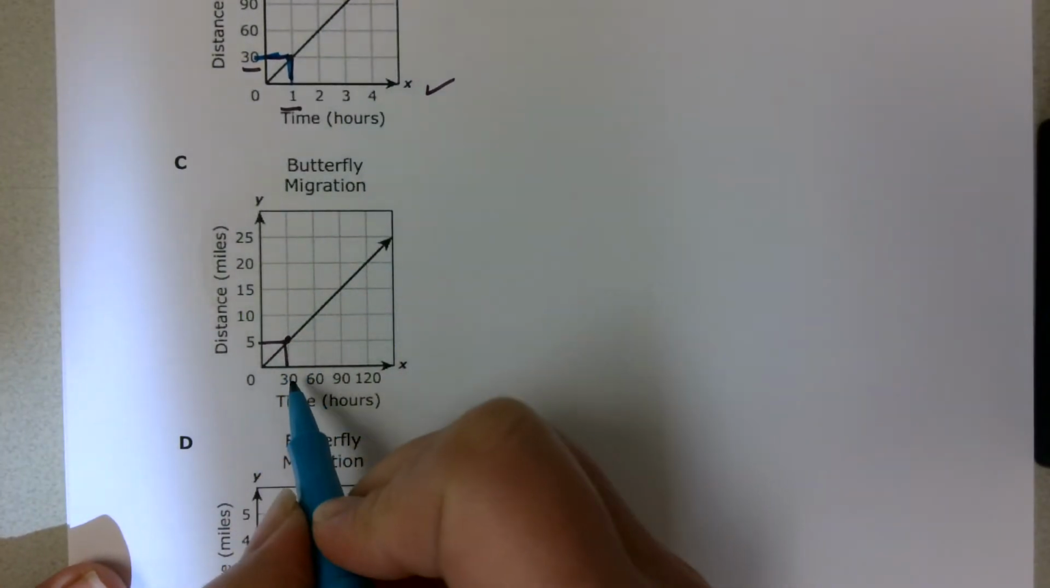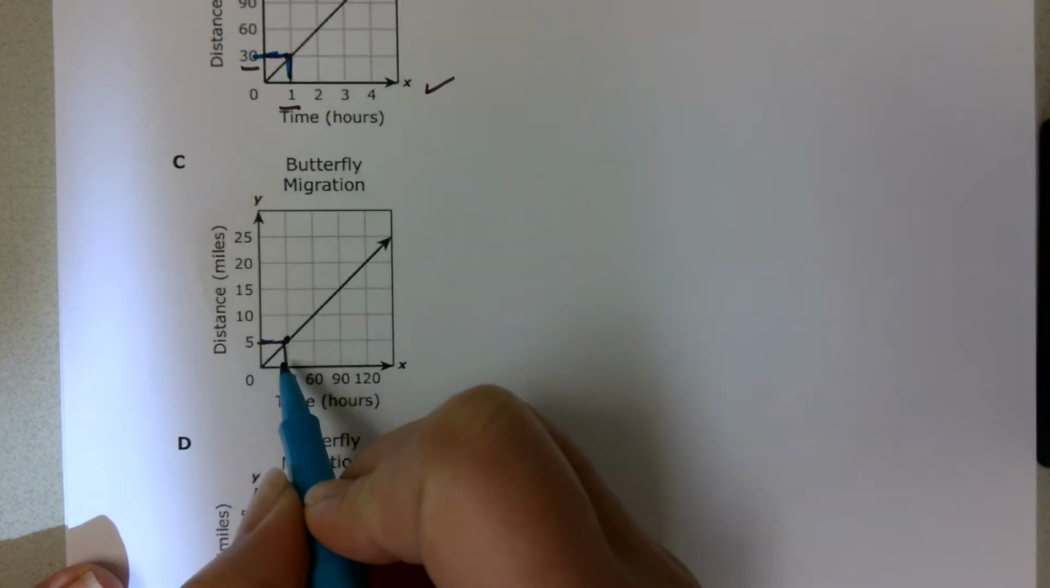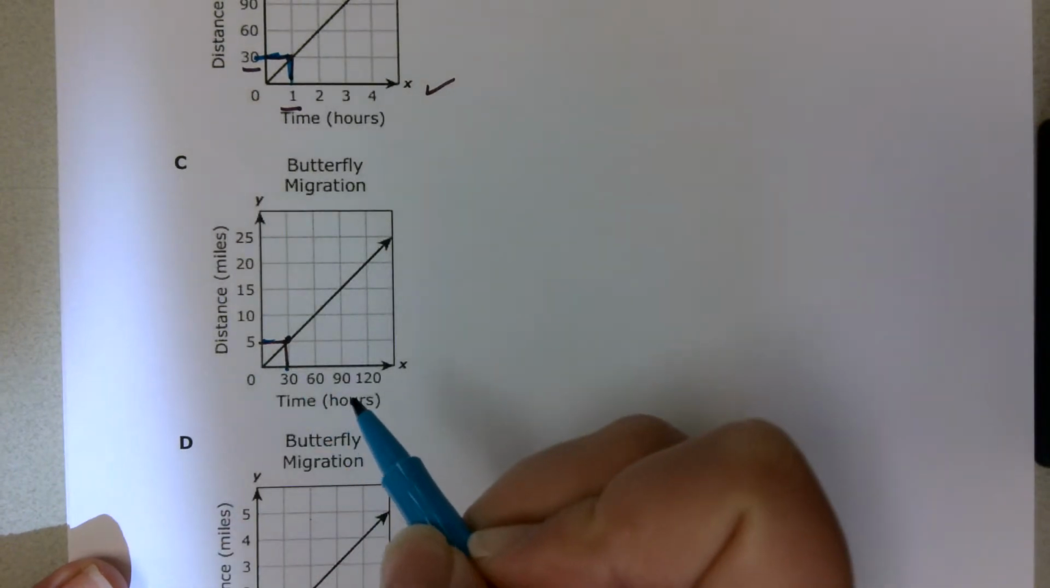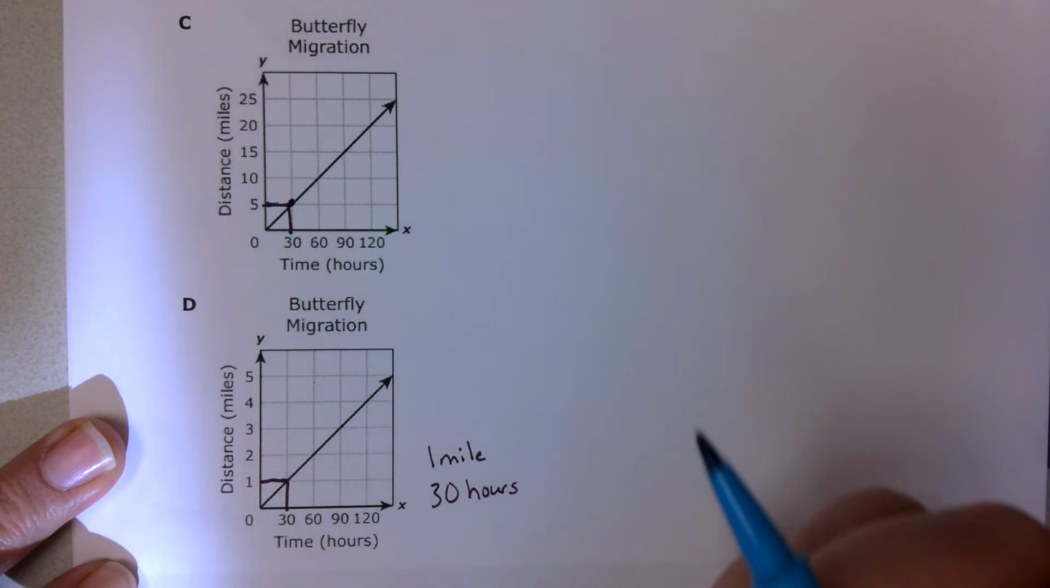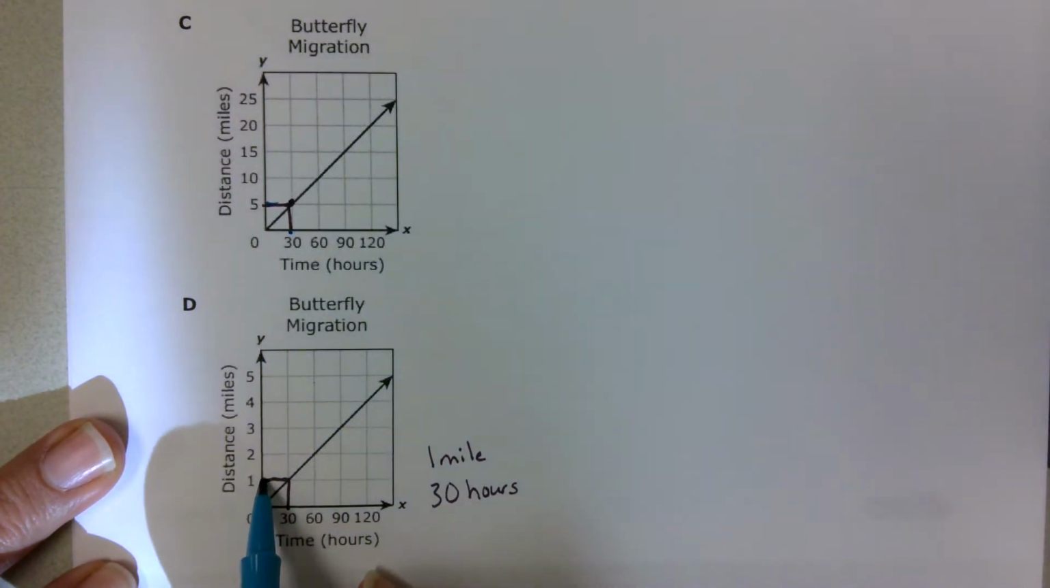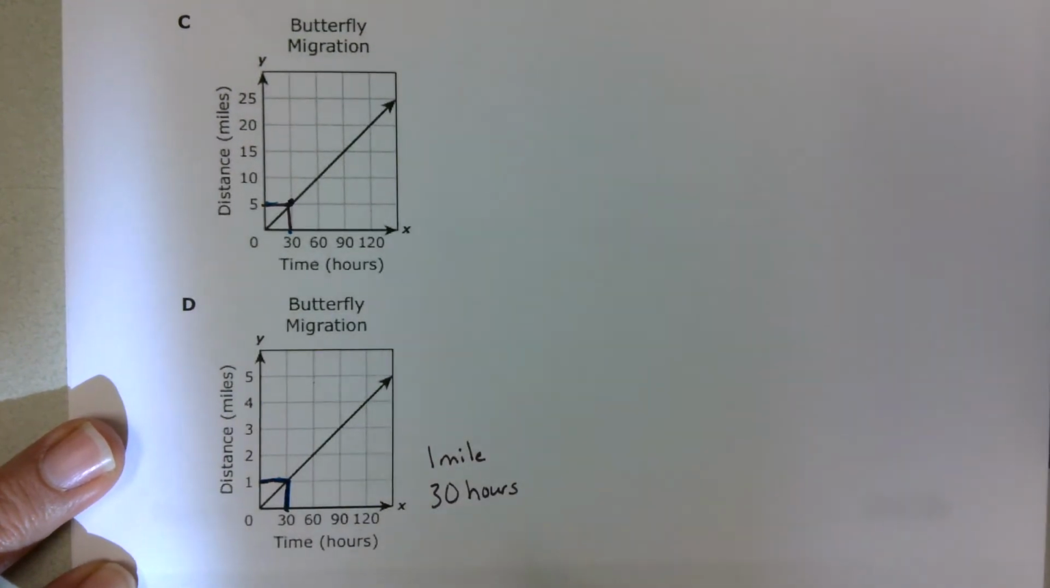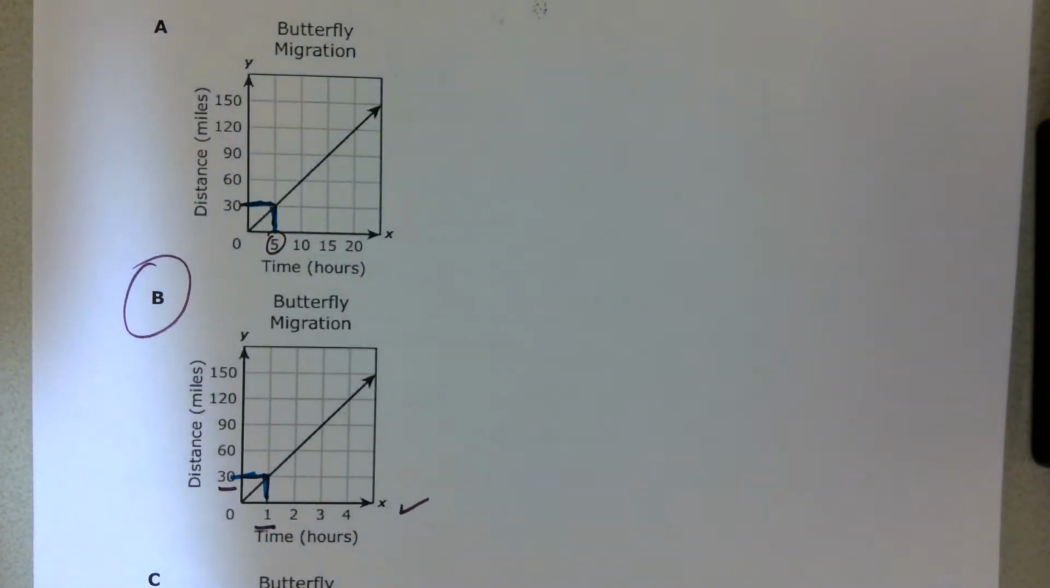Here, I'm going to go 5 miles in 30 hours. So that does not work. And then here I have 1 mile in 30 hours. Again, we're looking for 30 miles in 1 hour. So B is the correct answer choice.